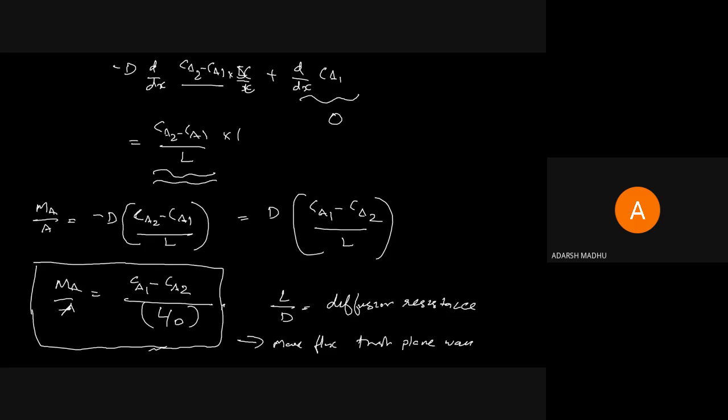For a cylinder also, and for a sphere also, we will get an equation like this: CA1 minus CA2 divided by a particular denominator term, and that denominator term will be a resistance. Diffusion resistance for a plane wall, for a cylinder, for a sphere. That is our derivation. So MA by A equals CA1 minus CA2 divided by L by D is the mass flow equation for a plane wall.